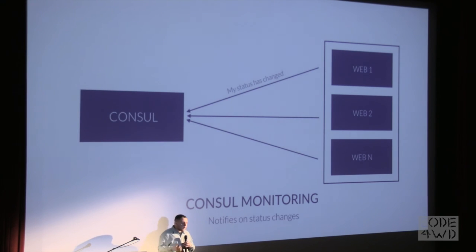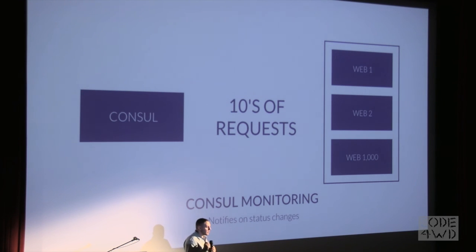And Consul takes a very different approach. Consul's bidirectional nature only notifies on state change. What that means is that we only send a request whenever something joins the cluster, or whenever something's state changes from good to bad, bad to good, warning to bad, which results in tens of requests per second instead of thousands of requests per second, even on incredibly large clusters.